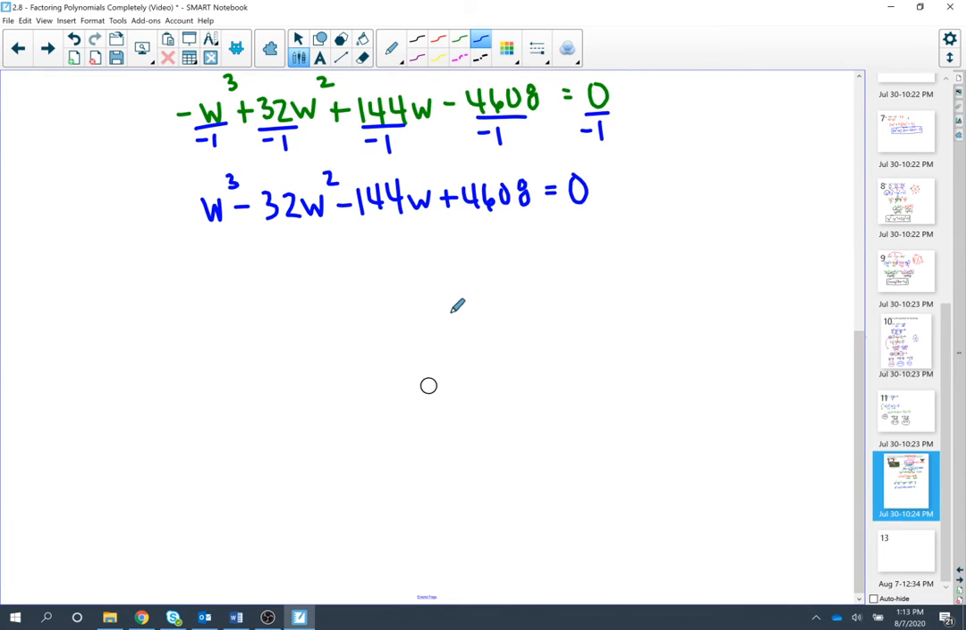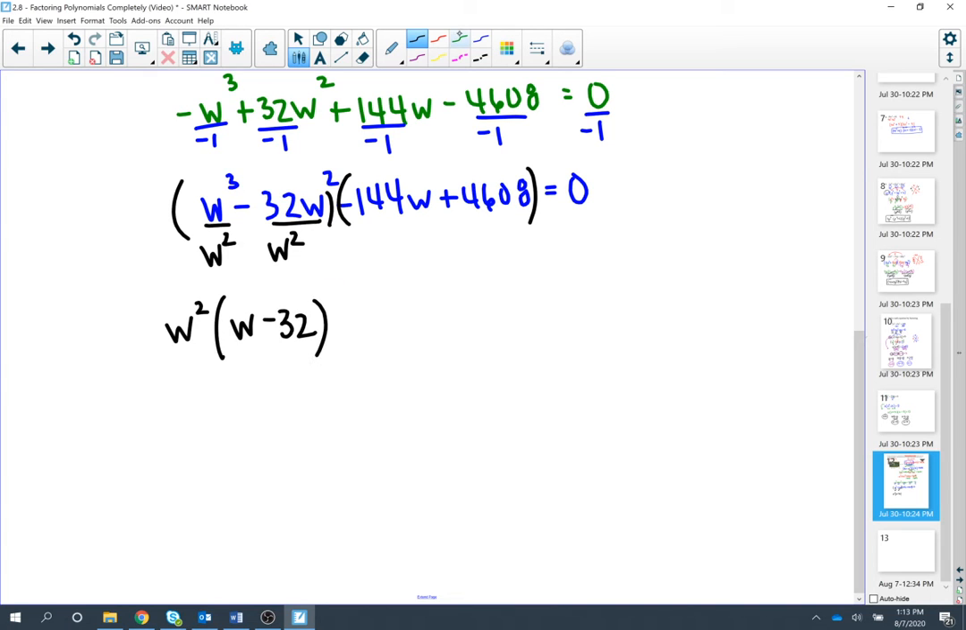Factoring this, it has 4 terms, so I'm going to go straight to grouping. First 2, I can factor out a w squared. And then I'm going to have a w minus 32. Now, second 2, oh, these are huge.